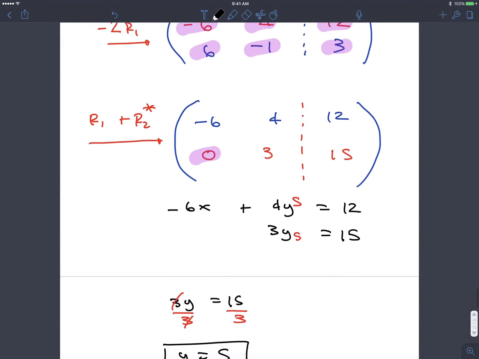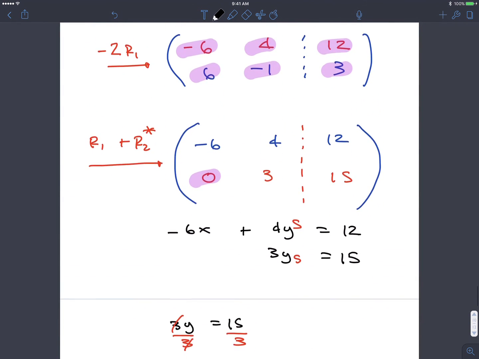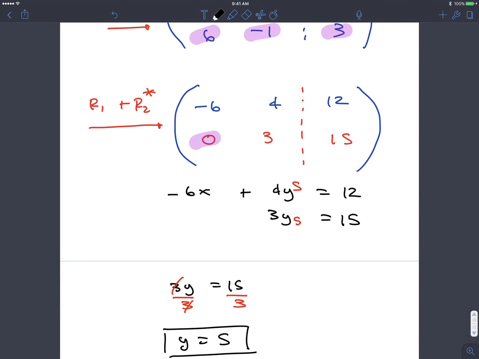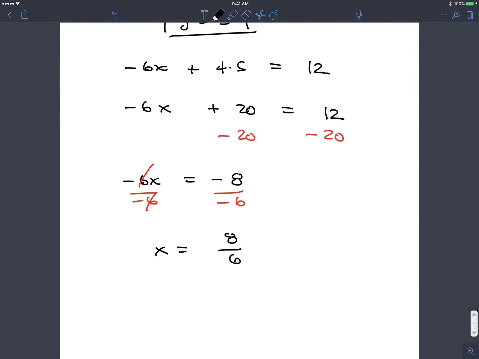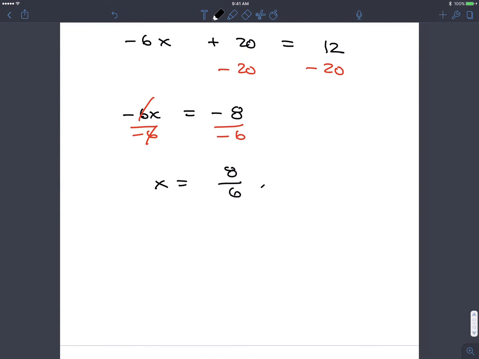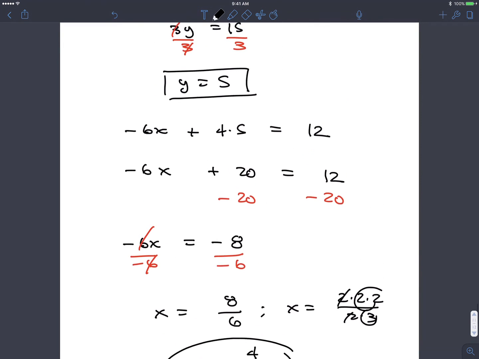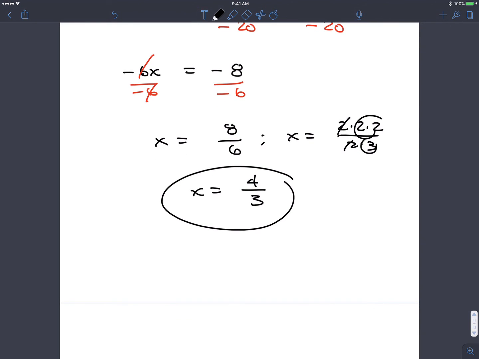6x plus 4. Okay. Negative 6x plus 20 is 12. Okay. So let's reduce this fraction. We get x going to be 2 times 2 times 2 and 2 times 3. X will be here 4/3. My solution is 4/3 and 5.